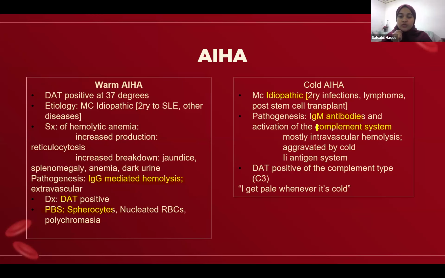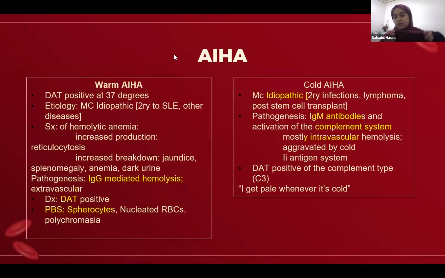Okay, and here you have mostly intravascular hemolysis as opposed to extravascular hemolysis in warm autoimmune hemolytic anemia. One way to remember this is when it's cold, you want to stay inside, so it's intravascular hemolysis. When it's warm, you want to go outside, so it's extravascular. This is aggravated by cold, and the patients might present with, I get pale whenever it's cold outside, right?